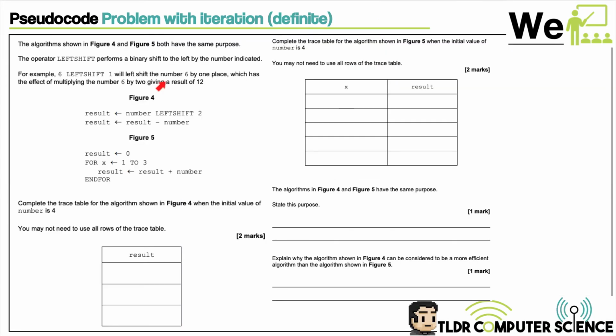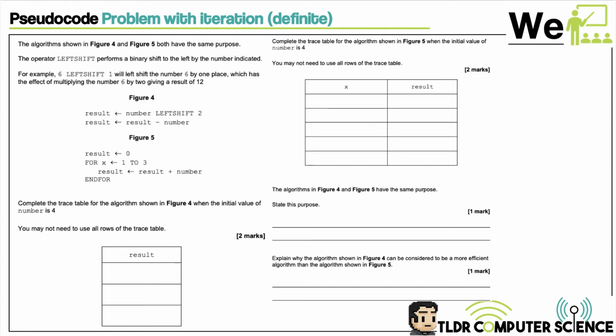Okay, in this problem now, we're going to be making use of definite iteration. That's iteration when you know how many times it's going to go around. Typically, you do this with a for loop. In this problem here, we've got an algorithm shown in figure 4 and figure 5, and both have the same purpose. Remember, an algorithm is a set of instructions to achieve a goal, and both of figure 4 and 5 have the same goal.